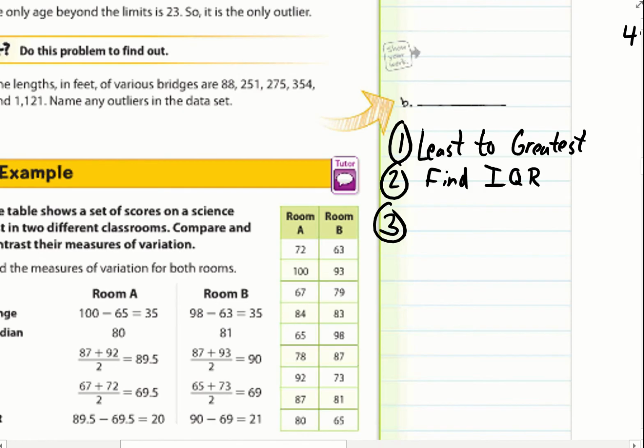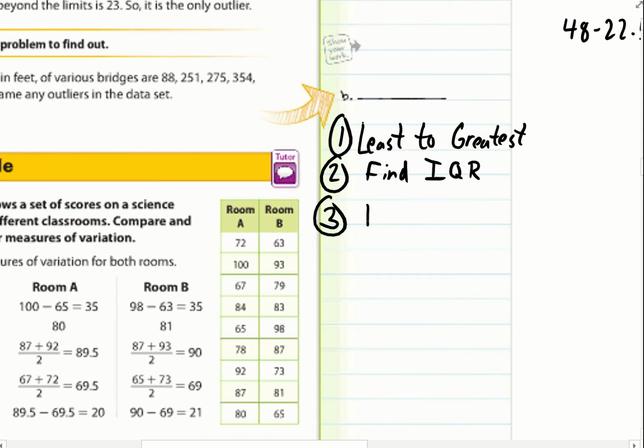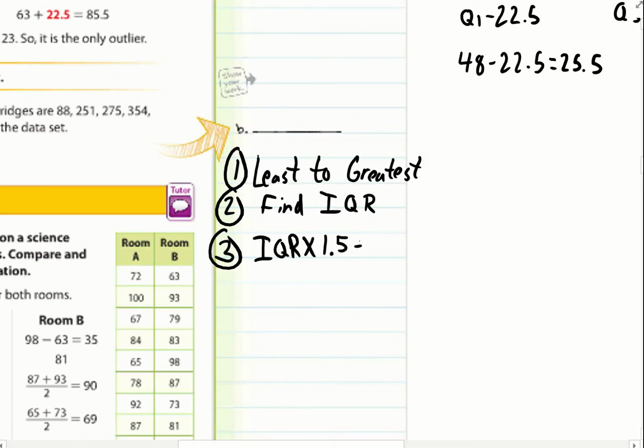Step 3, you're going to multiply IQR times 1.5. And that's going to equal, we'll call it, I want to call it X, but we'll call it, how about, we're going to call it O, capital O, because it's going to help us find our outlier.